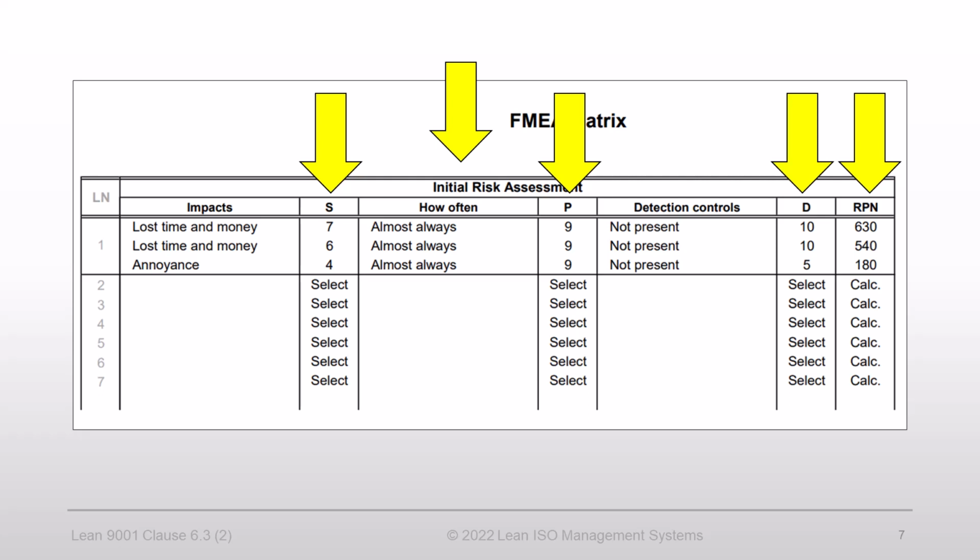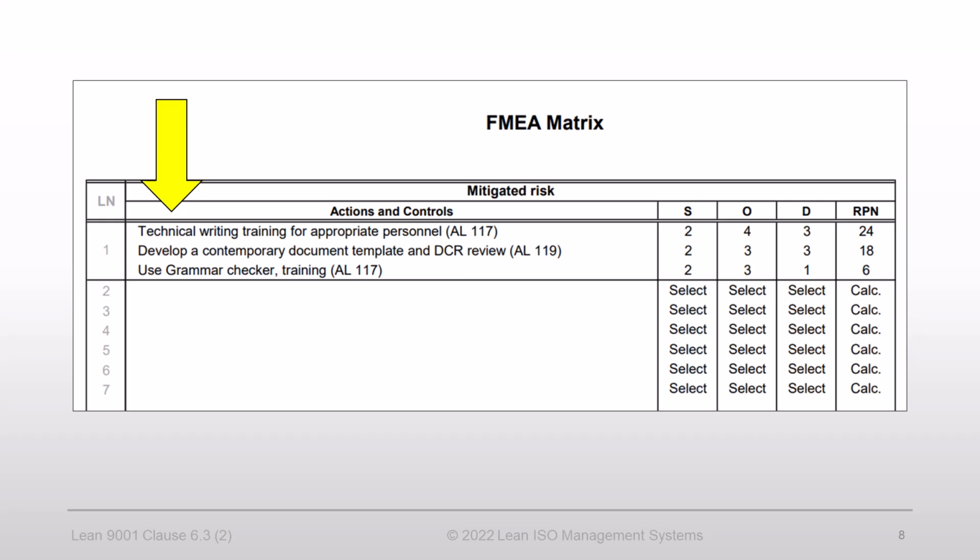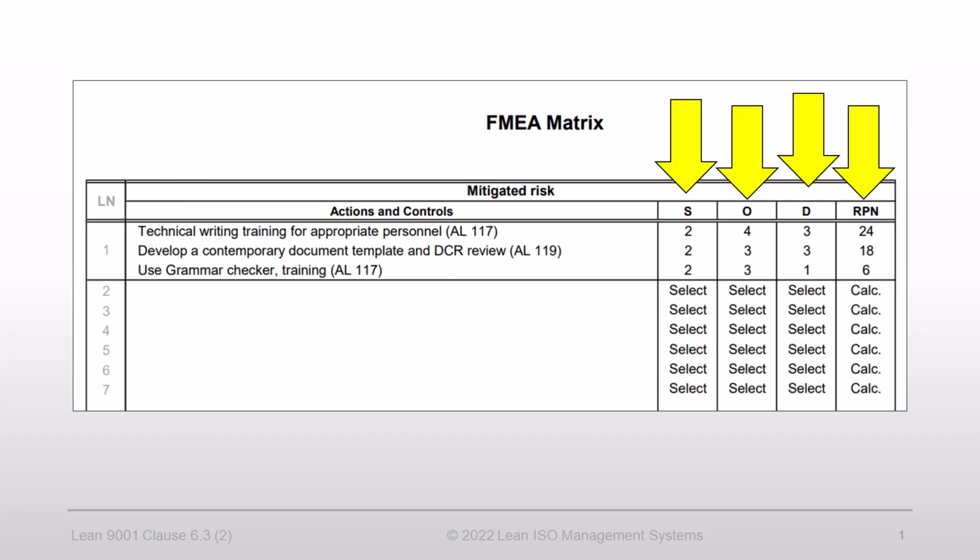This doesn't look good, so let's see how we can reduce our RPN and the impact on the system due to poorly written, hard-to-follow procedures. The next page of our FMEA matrix shows actions to mitigate the consequences of probable impacts. We can provide our folks with technical writing training to improve their writing skills. This may result in significant improvement in the quality of procedures, dropping severity to 2, occurrence to 4, and detectability to 3. This combination reduces our RPN to just 24.